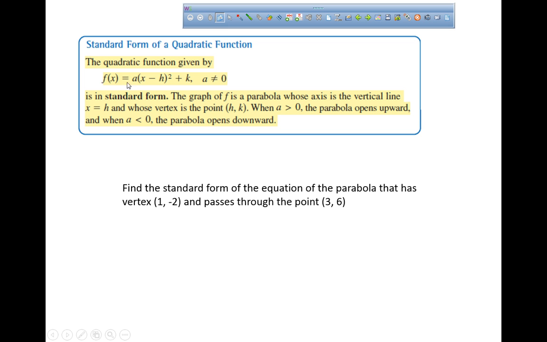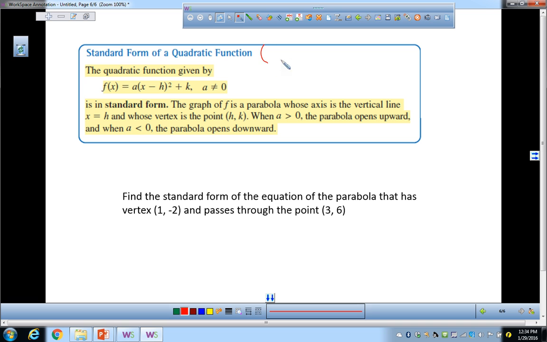So vertex form, I used to always call this standard form, okay? So standard form looks like this, y equals, and the other one is called general form. I always call this one vertex form. So what should we call them? I like to call it vertex form, because this tells you where the vertex is. But just so you know what they're talking about in the book, when they talk about standard form, they're talking about this. The graph of f is the parabola whose axis is the vertical line x equals h, meaning the axis of symmetry. And its vertex is at h, comma k.